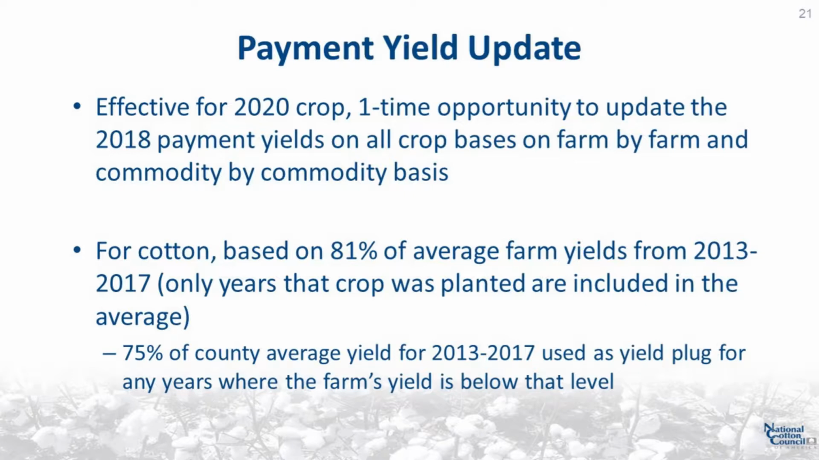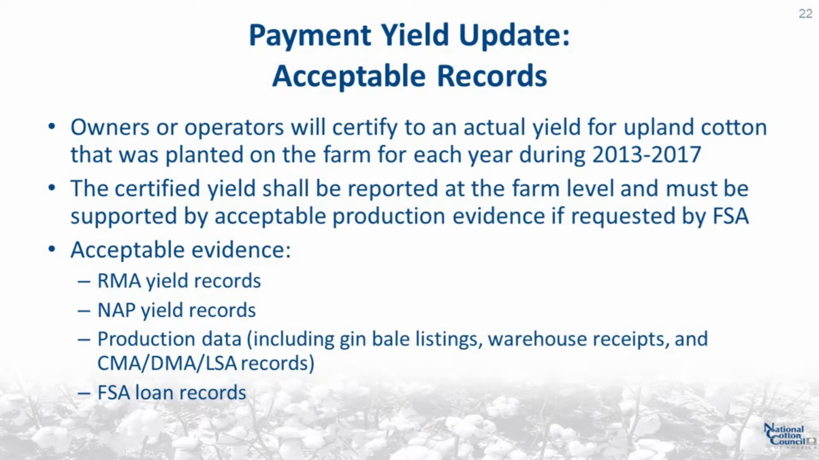75% of the county average yield for 2013 to 2017 will be used as a yield plug for any years where the farm's yield is below 75% of the county average yield. For the payment yield update, owners and operators will certify to an actual yield for upland cotton that was planted on the farm for each year during 2013 to 2017. The certified yield will be reported at the farm level and must be supported by acceptable production evidence if requested by the Farm Service Agency.